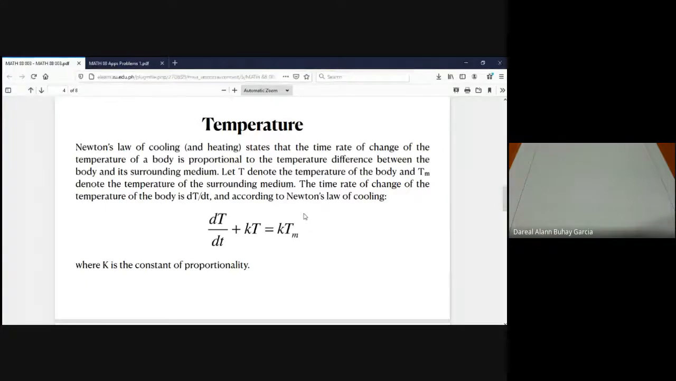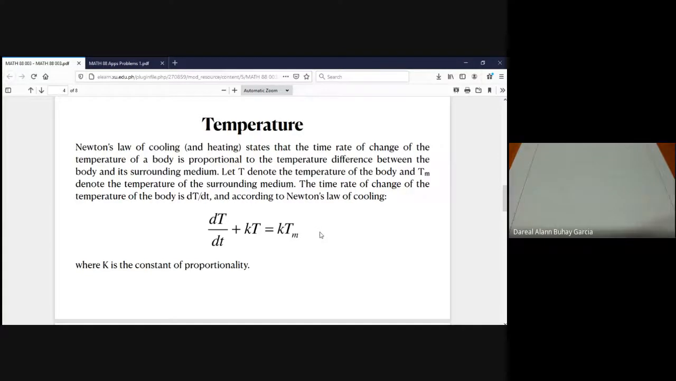So the differential equation for Newton's law of cooling and heating, if k is a constant, where T is the temperature of the body and Tm is the temperature of the surrounding medium, both constants. So what kind of differential equation is this?